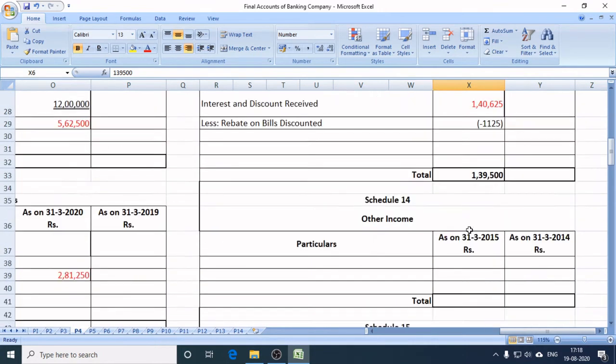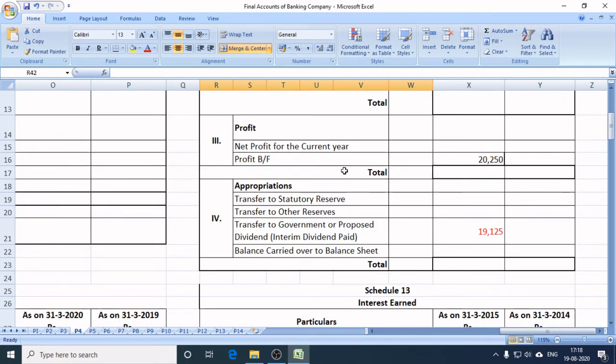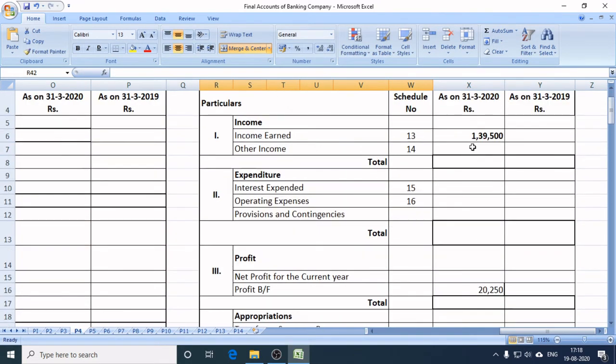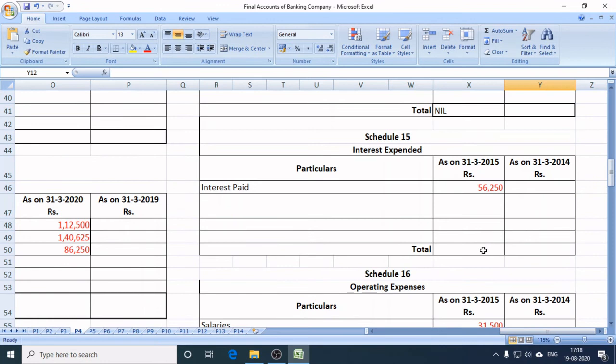Okay, now schedule number 14. In schedule number 14 there is not a single item, so the income of this bank from this schedule is nil. Okay, the next schedule in the problem is interest expended, and the figure is 56,250. These are the details given in schedule number 15, interest paid related details, and a summary we will show here.